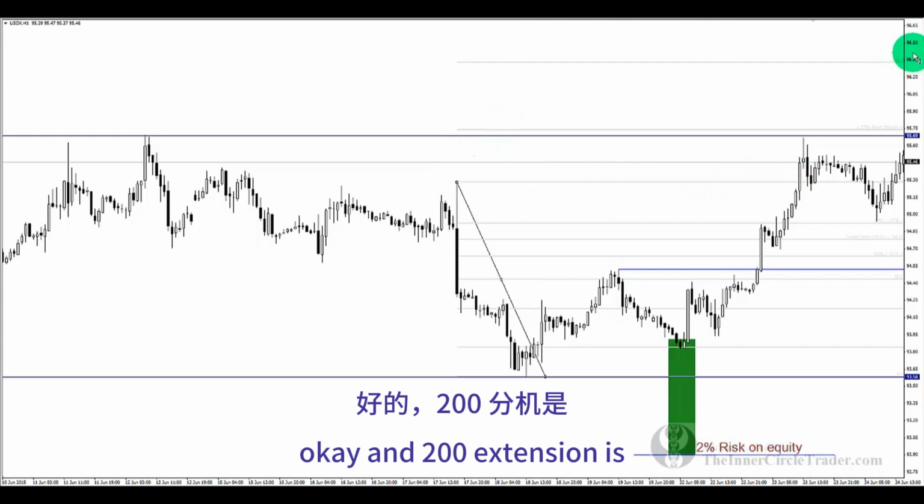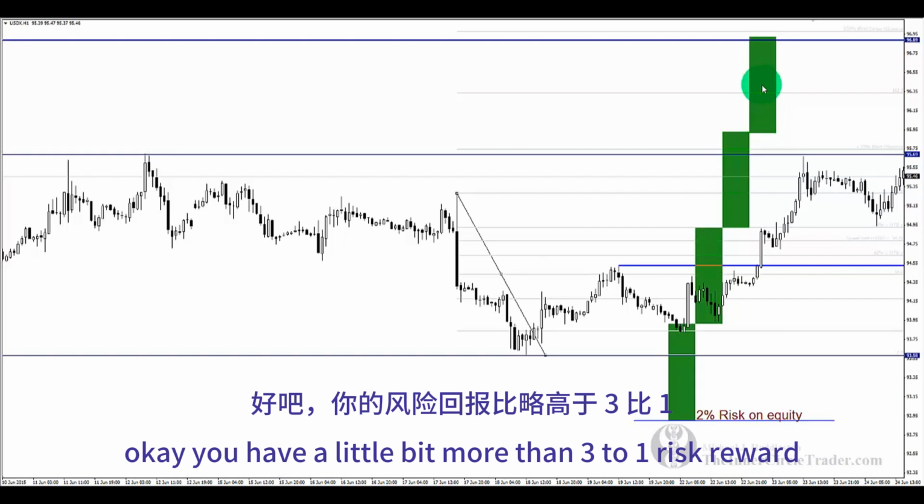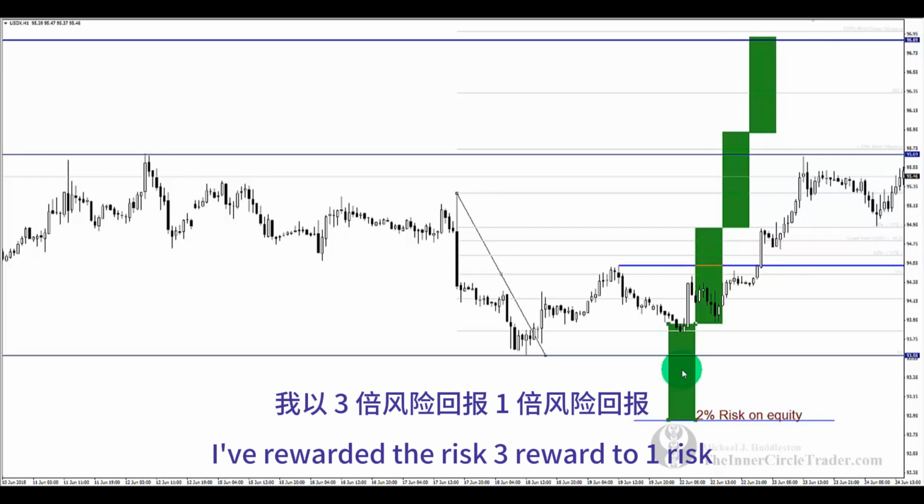Okay, and 200 extension is up here. So we have 200 extension up there. If you're buying down here, you have a little bit more than 3-to-1 risk reward. I'm sorry, reward to risk. 3 reward to 1 risk.